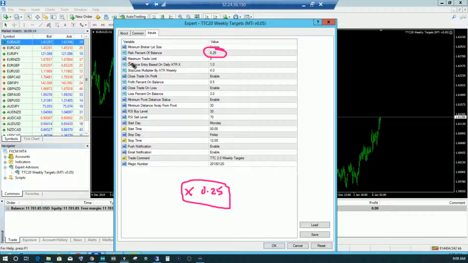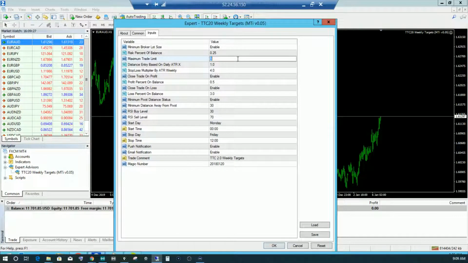I've limited myself to 5 trading opportunities. Maximum trades is 5 at the moment, and I'm going to increase that to 10. Now, I'm busy doing some back testing on last year's performance to identify what currency pairs I really want to focus on.